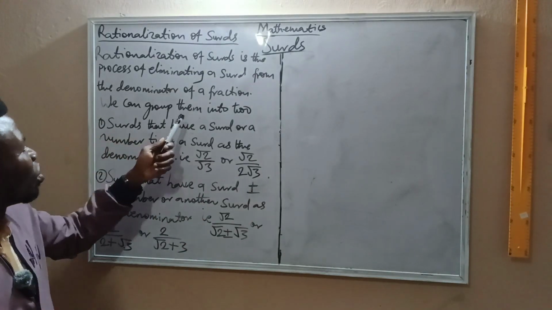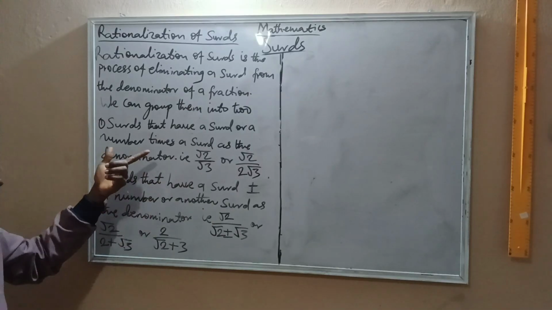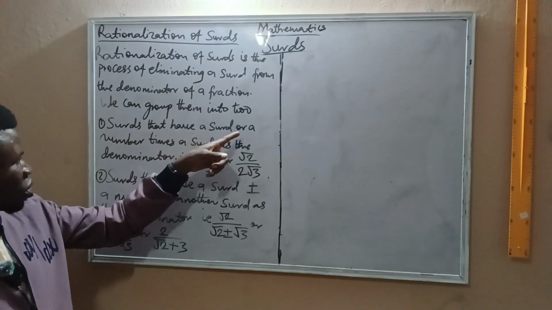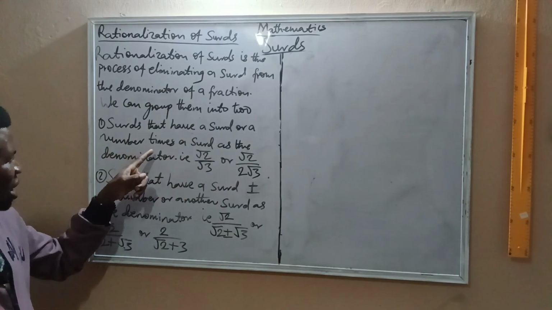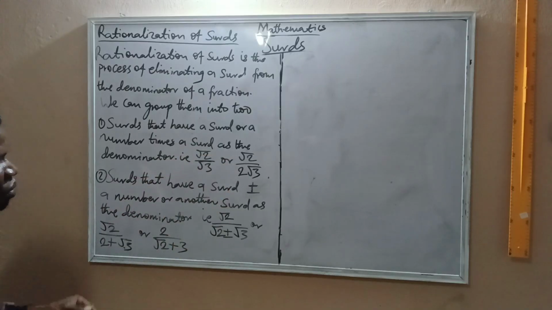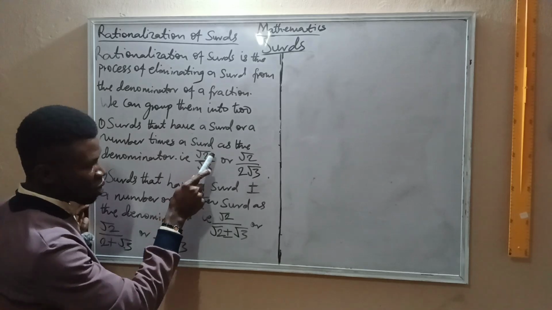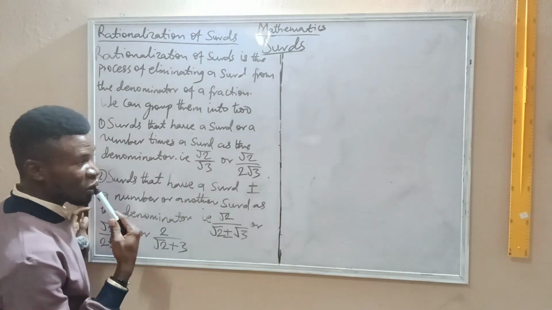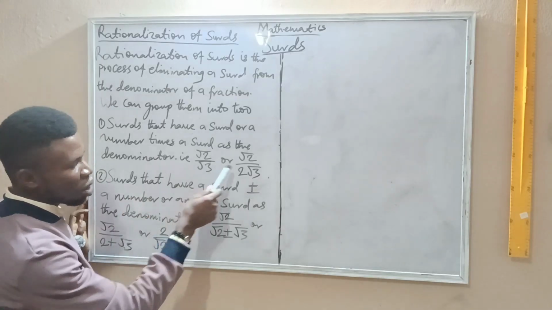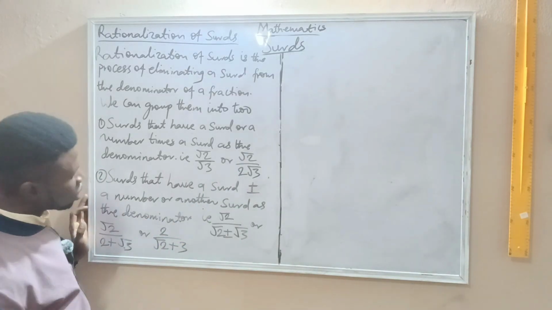And it says we can group them into two. We can group these surds so that it will be easier for us. I basically did it this way so that it will be easier. The first group is surds that have a surd, or a number multiplying a surd, as the denominator. If you look at this one, we have one surd over another surd as the denominator. Only a surd as the denominator. Or we have a number multiplying another surd as the denominator.